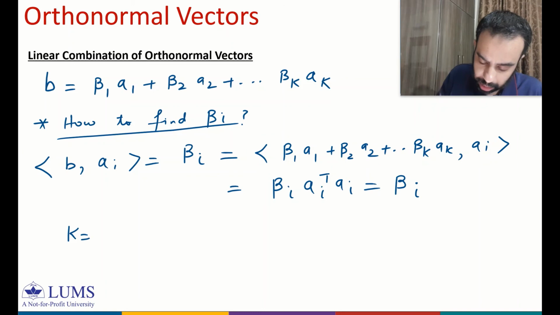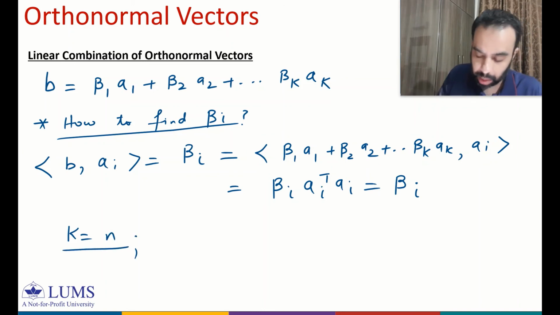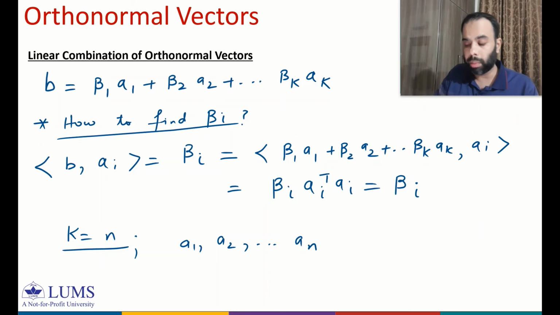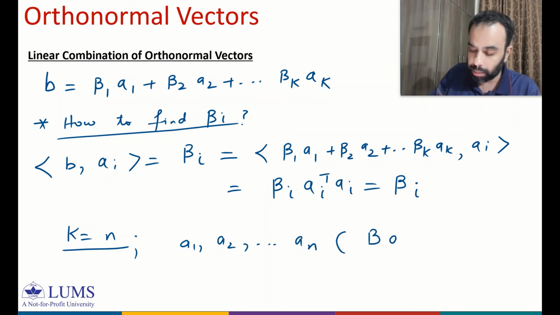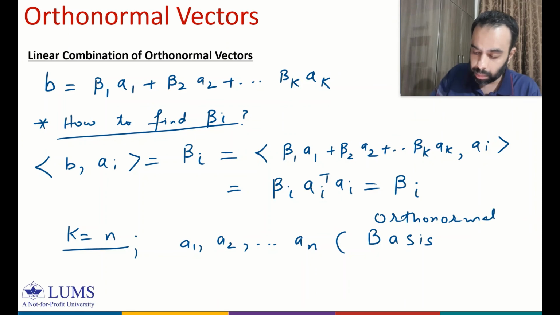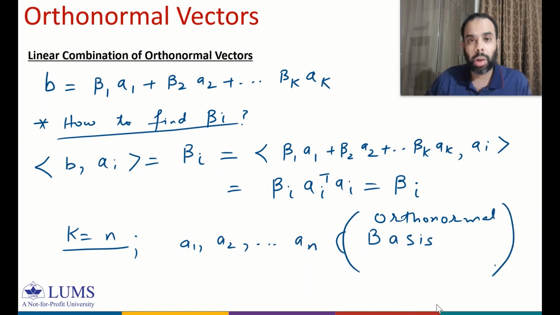If k is equal to n, since we are in Rn, a1, a2, an, if they're orthonormal, they are called orthonormal bases. And we stop here, and today we have talked about span of vectors and the concept of linear independence, which we use to introduce basis vectors, and finally we have talked about orthonormal vectors. Thank you very much for your time.